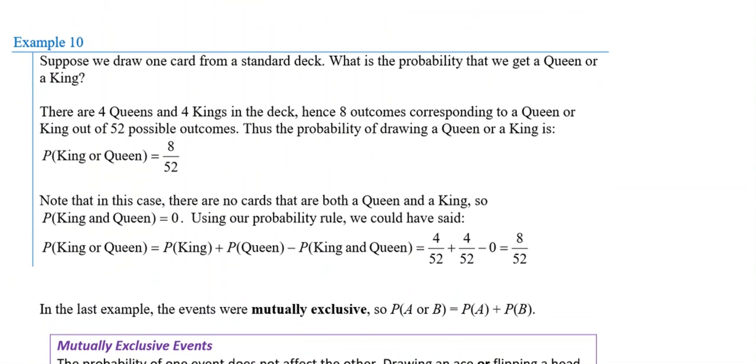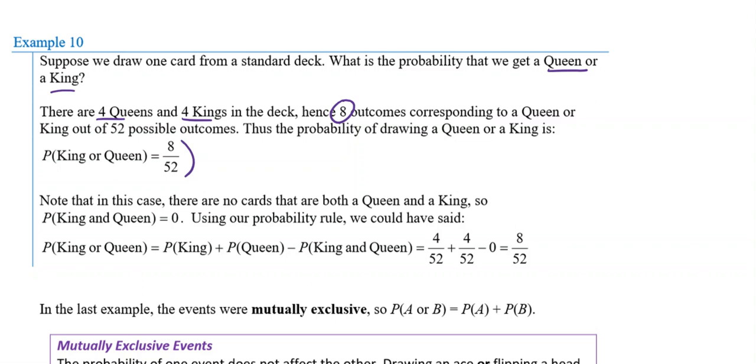Okay, so now it says, suppose we draw one card from a standard deck. What is the probability that we get a queen or a king? Okay, so let's just think this one through. There are 4 queens and 4 kings in the deck, right? So there's going to be 8 different outcomes that correspond to that. So in our example, it's really just going to be 8 over 52. And then we could simplify that, but I'll just leave it for the time being.